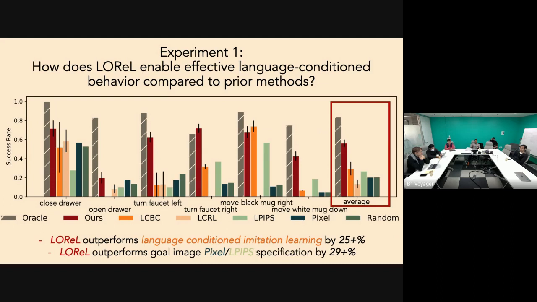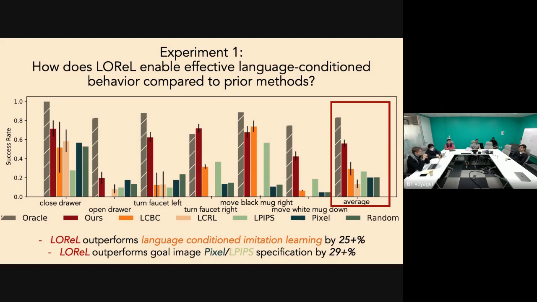And the point here is to highlight that conditioning tasks on language is a pretty flexible, and I would argue in many cases better, way of specifying them than goal images, because a goal image over-specifies the task. If you want to move the cup, it doesn't just show the cup, it shows everything in the scene. So that was our first experiment.